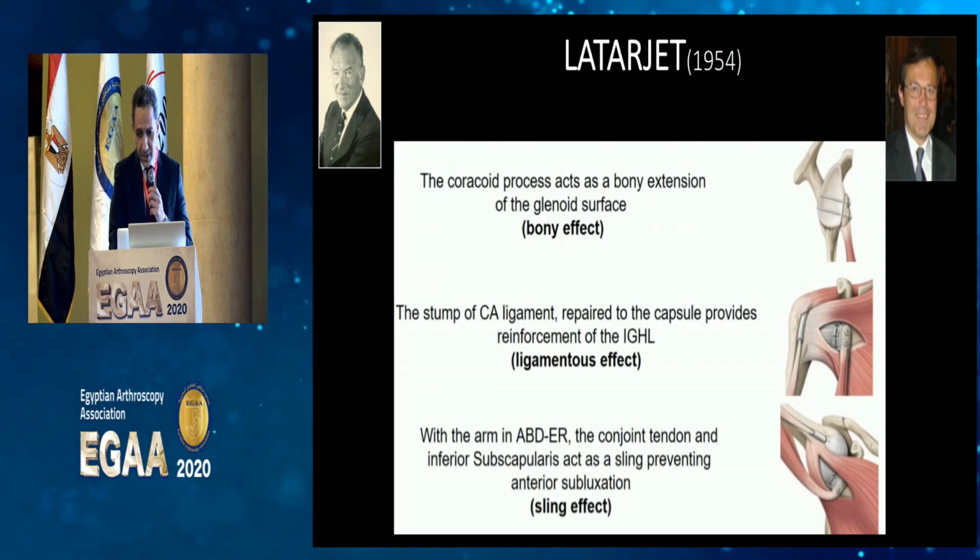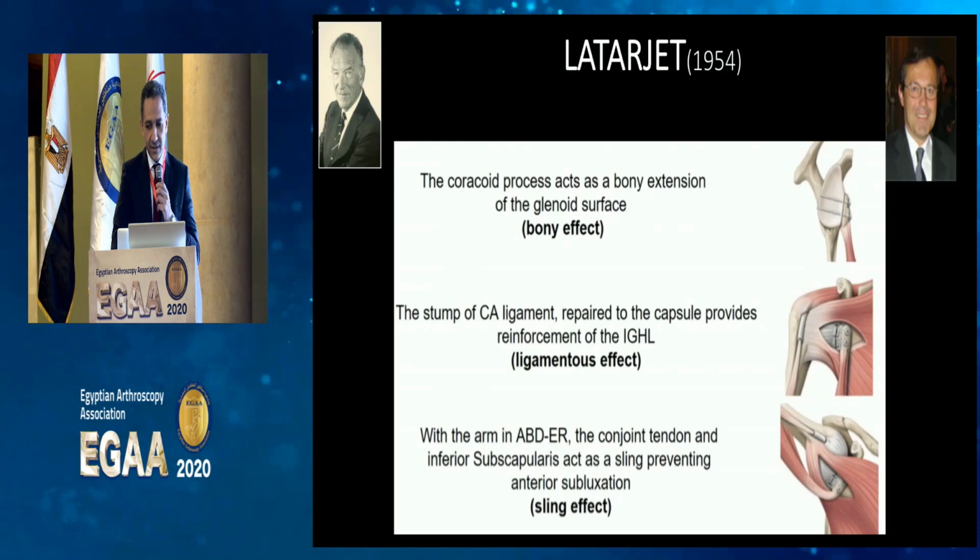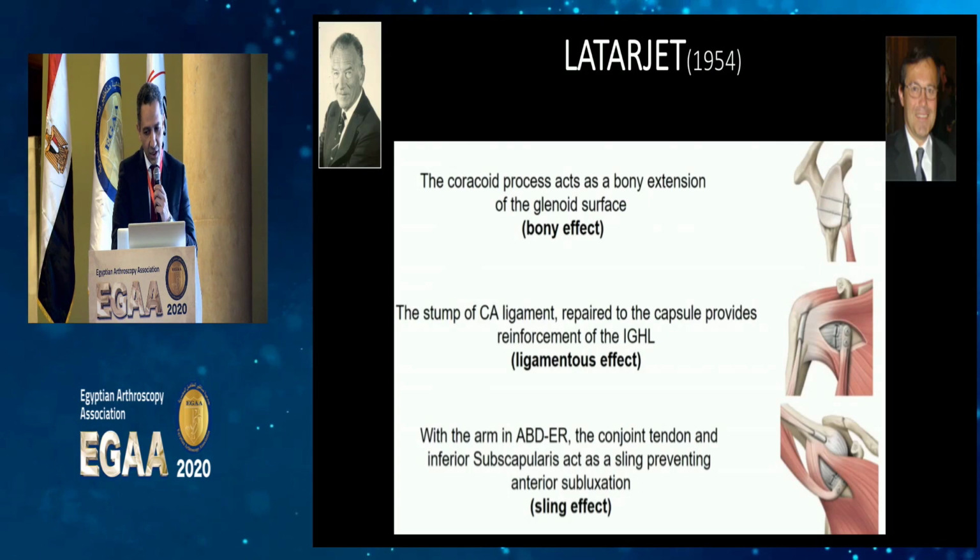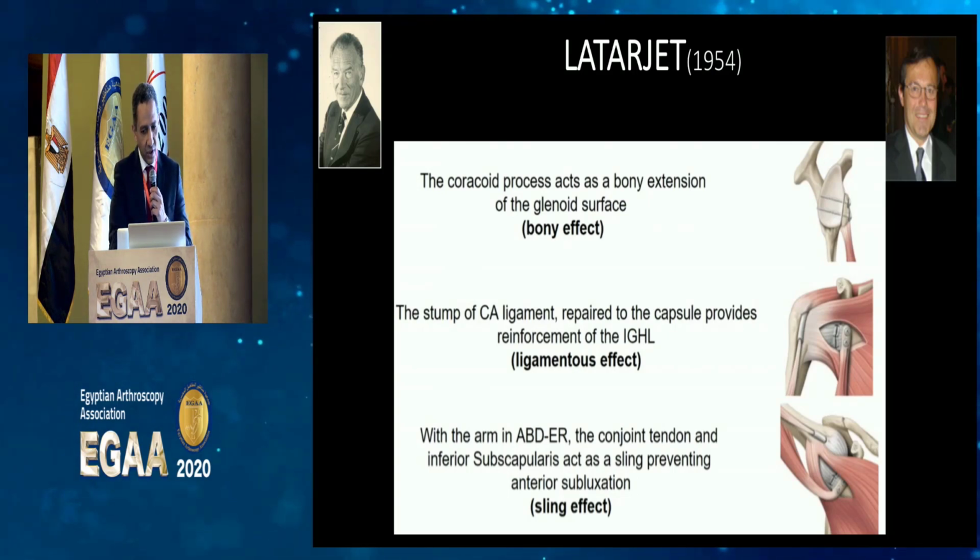The Latarjet procedure was first described in 1954 by Michel Latarjet, but it didn't gain its reputation until the surgical technique was modified and described by Dr. Gilles Walch and Dr. Didier Patte, who analyzed its principles, which are, number one, the bony reconstruction of the anterior glenoid, which increases the glenoid arc.